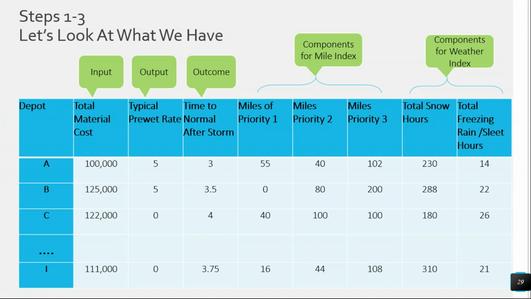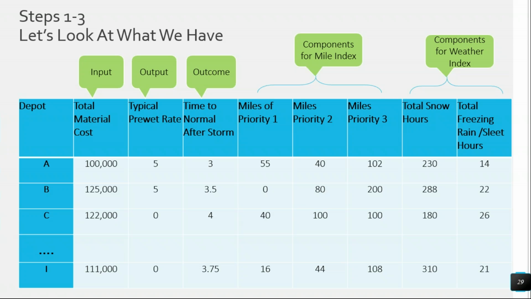Basically a total material cost. We have an output, which is a description of how they pre-wet and what their typical rate is. And we've got some zeros in there, we have some 5s, 10s, and then later when we get into the table, you'll see 20s and other values.